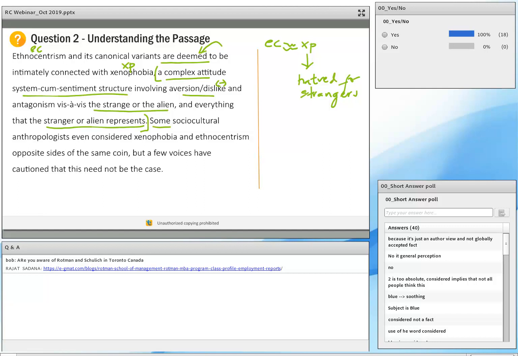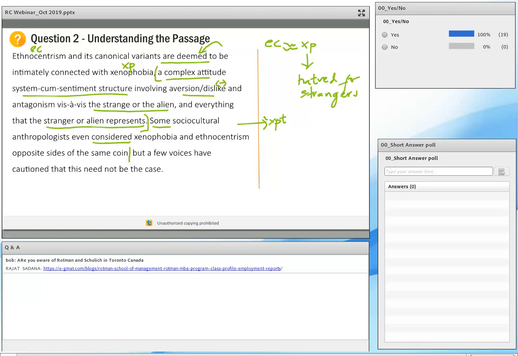Some socio-cultural anthropologists, some experts, even considered now XP and EC opposite sides of the same coin. I pause over here. Now, this is again the view of some other experts. Okay, so some other view, expert view. Some sociocultural anthropologists even consider. Now tell me, what is the significance of even here? Why has the author said even? How is this word even linked to what we have read? It's a more extreme view, absolutely.